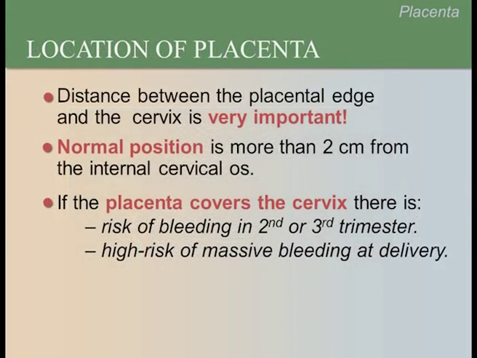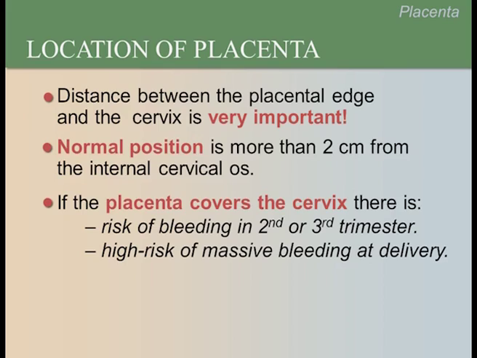It is very important to identify where the placenta is located, particularly how close it is to the cervix. A normal placenta is at least 2 centimeters away from the internal os of the cervix. Remember that the internal os is the opening of the cervix closest to the fetus.